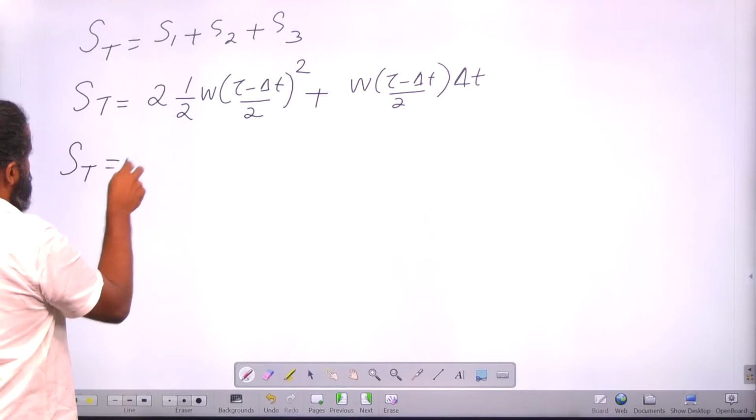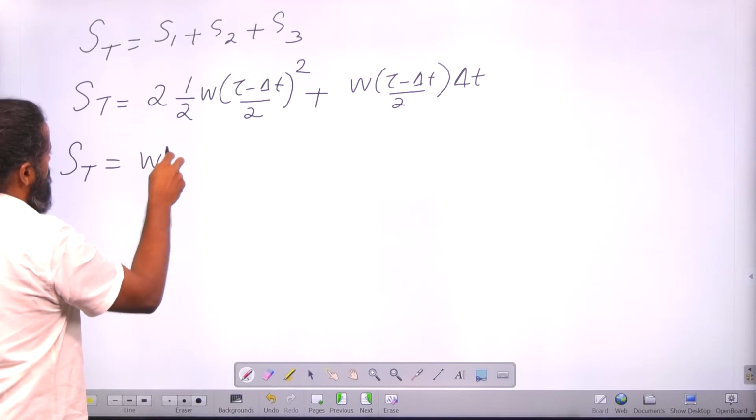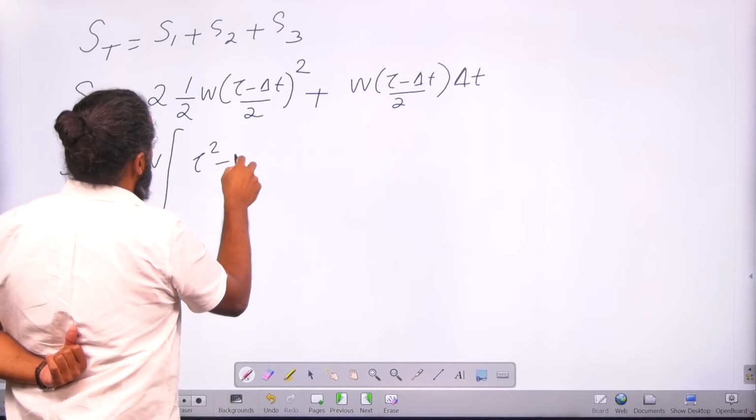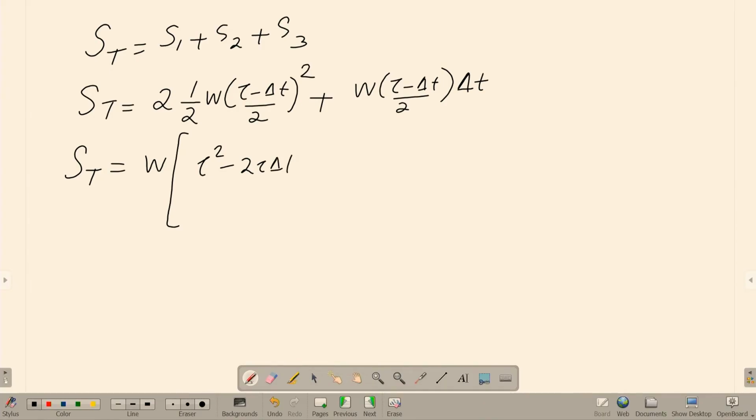S total is equal to, this 2 can be cancelled. Let us take W common. So W common, and how much is remaining? Tau square minus 2 tau delta T plus delta T the whole square divided by 4, plus tau delta T minus delta T whole square divided by 2.